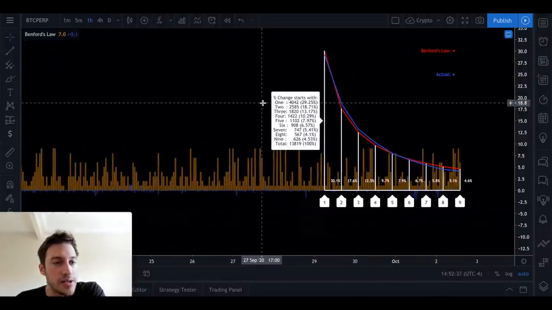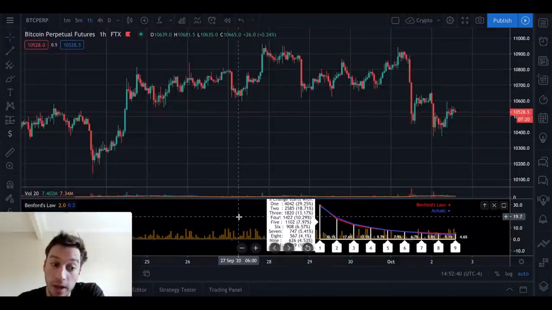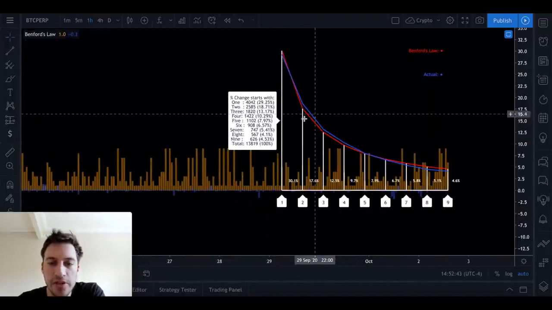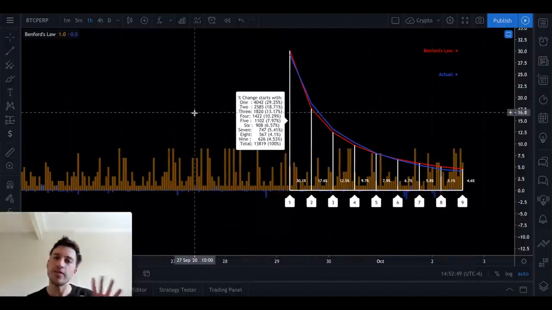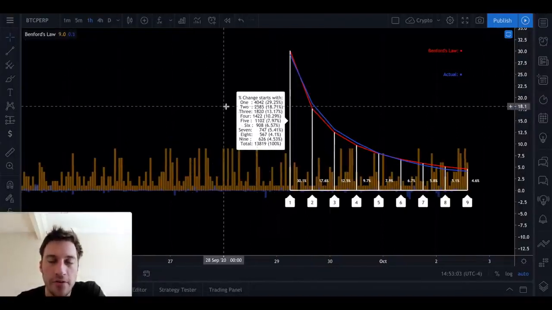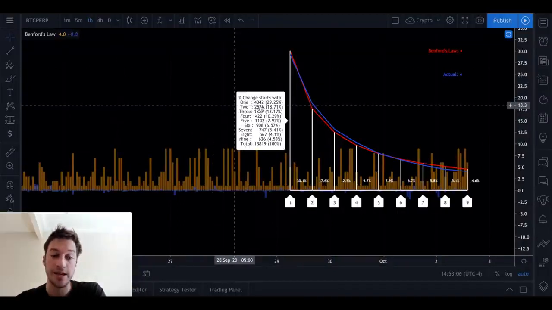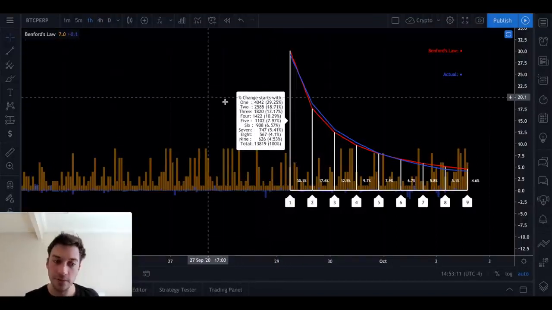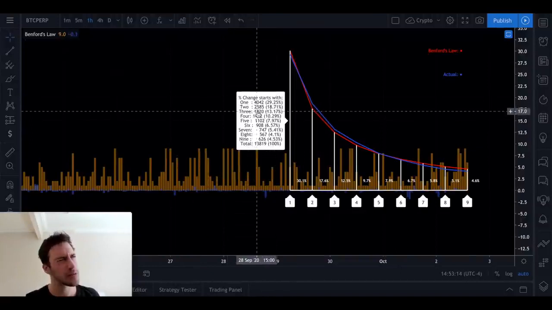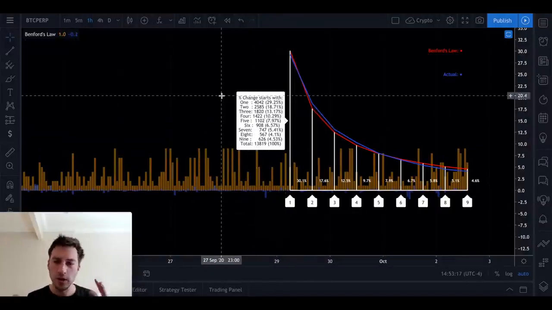So right now, this is BTC perp from FTX on the 1 hour time frame. The blue is the actual and the red is Benford's law. So what we can see here is, look at this. This measured every single candlestick and the percent change from every single candlestick. And what I found was that every single one of these main cryptocurrencies has the exact same distribution as Benford's law. Look at this. If you remember, 1 should be the leading digit about 30% of the time. It's the leading digit 29.25% of the time for BTC perp. 2 should be about 17%. It's 18% here. 3 should be, I think, 12.6. It's 13% here.